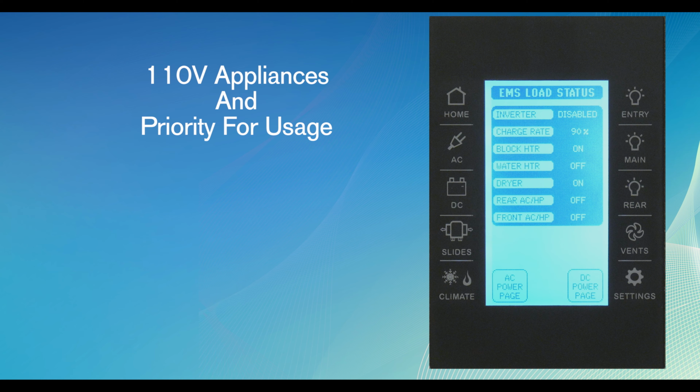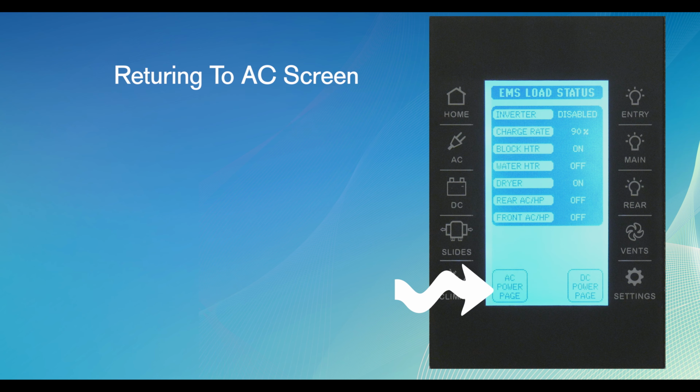The menu lists, in order, what function will shed first. If further electrical power is not available after shedding a load, it sheds a load again. This process continues until all loads are shed. As soon as electrical power is restored, the shed loads will be re-engaged. Once again, to return to the main AC screen, push the AC Power Page virtual button at the bottom of the page or the AC hard button on the side of the controller.